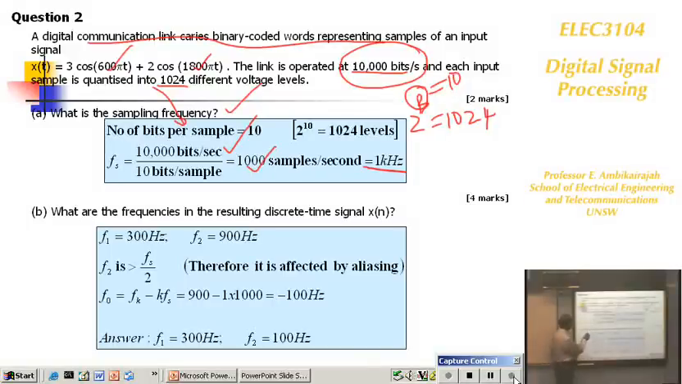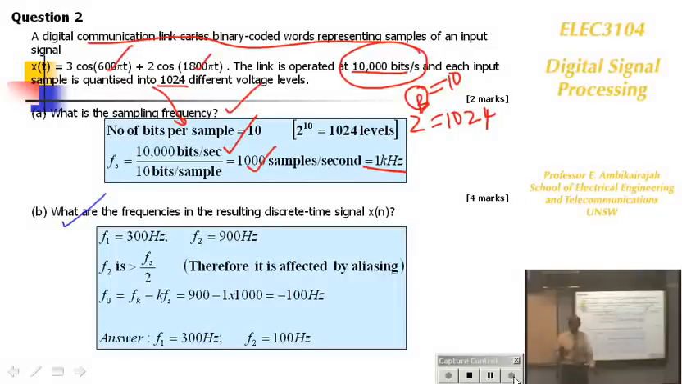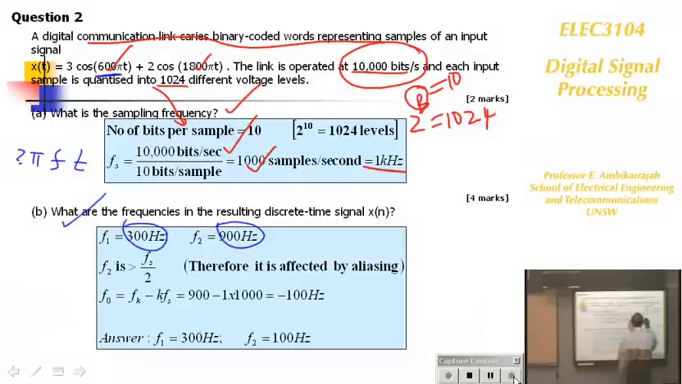And the second part is, what are the frequencies in the resulting discrete time signal? So we know from here, omega of 2 pi f t is your frequency, given as 600 pi t, so divided by 2 gives you 300 hertz, and 1800 divided by 2 is 900 hertz. Naturally, you can see your sampling is 1 kilohertz, so half the sampling, fs over 2, the folding frequency, is 500 hertz.